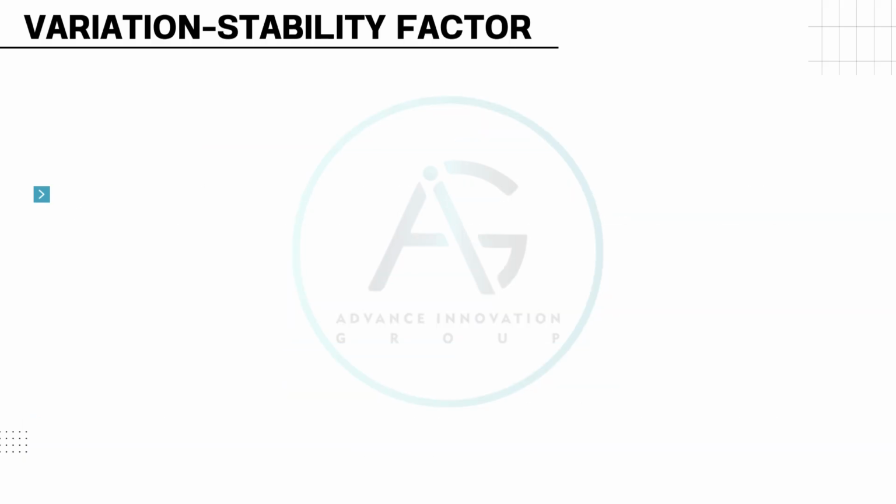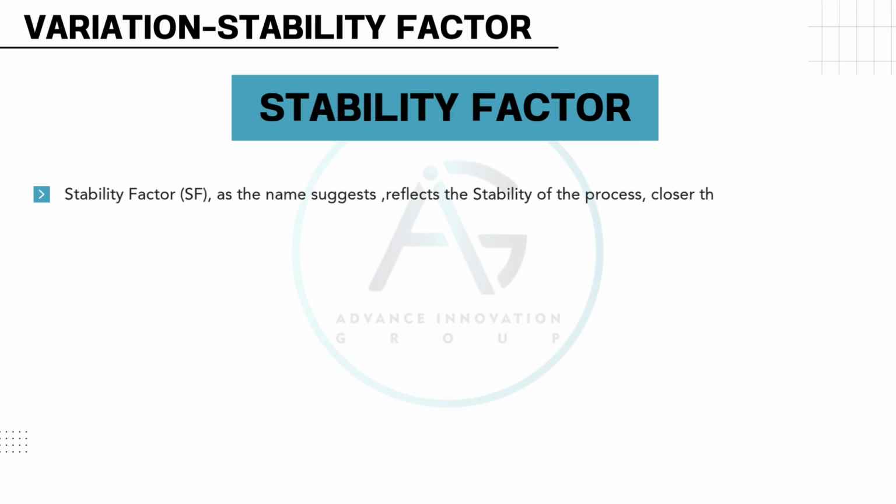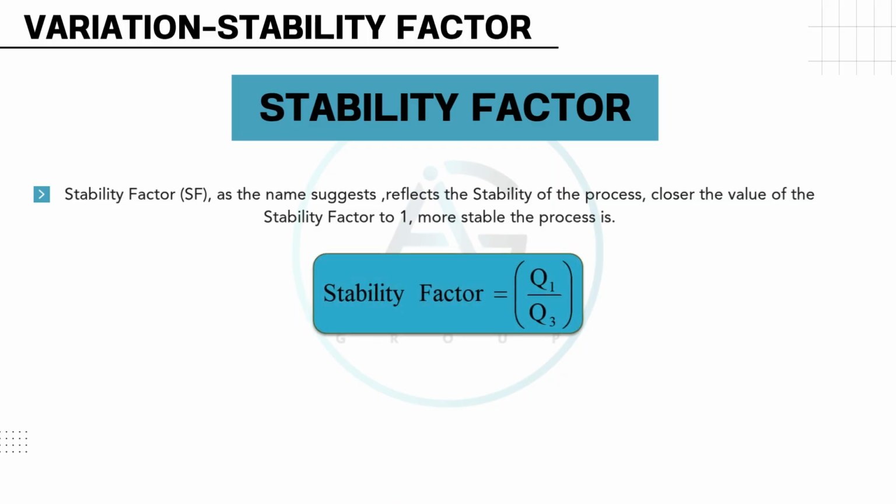Variation: stability factor. Stability factor, SRF, as the name suggests, reflects the stability of the process. The closer the value of the stability factor to 1, the more stable the process is. Stability factor equals Q1 divided by Q3.